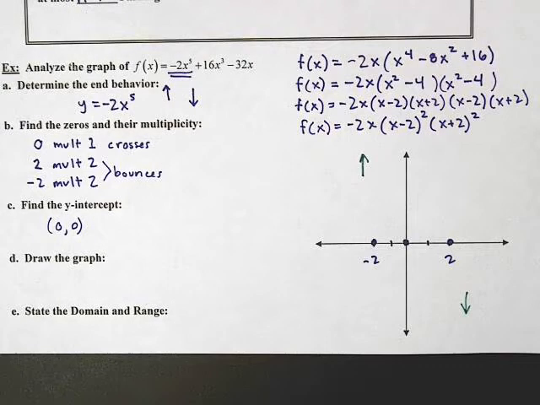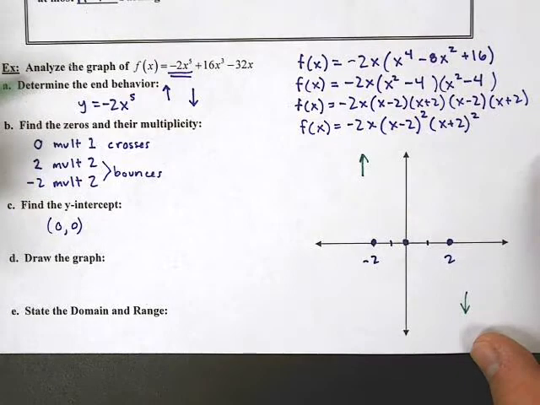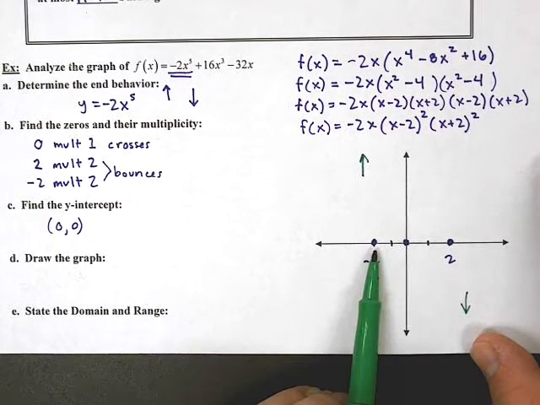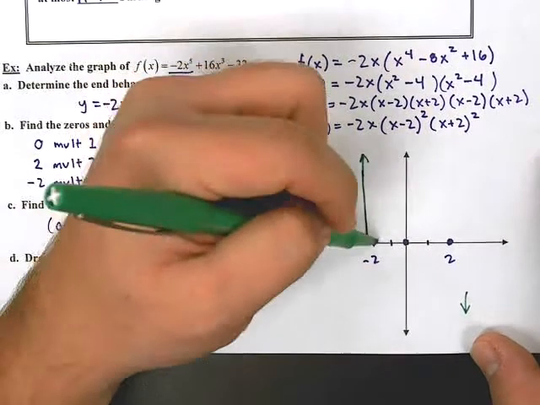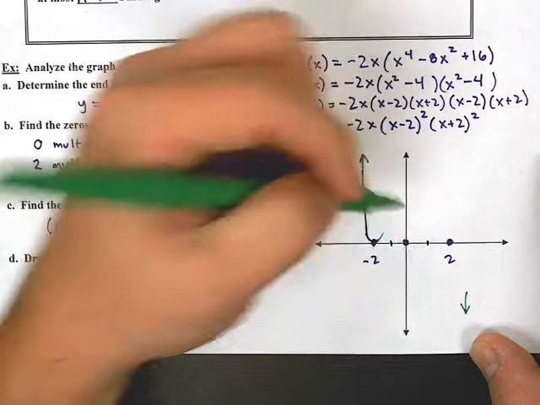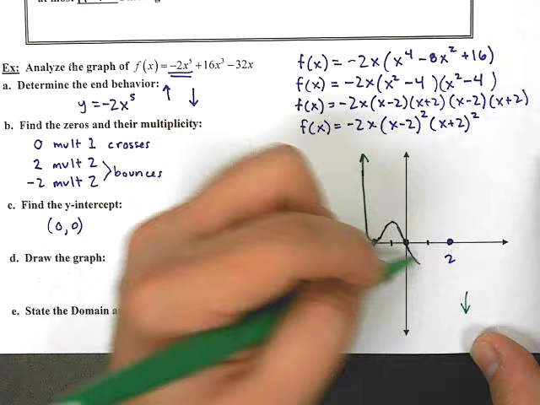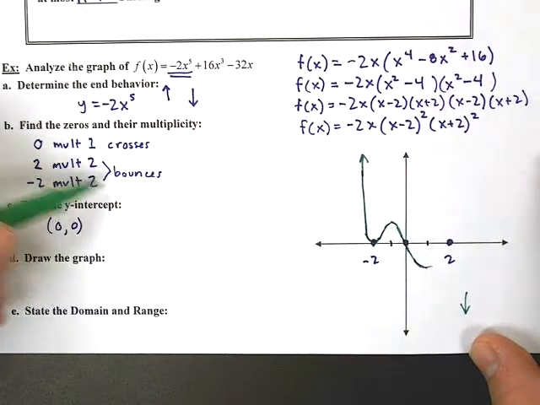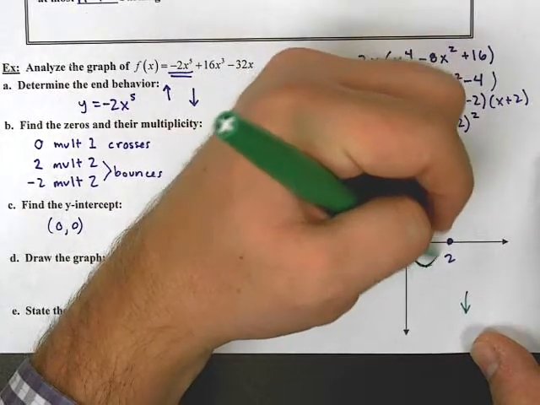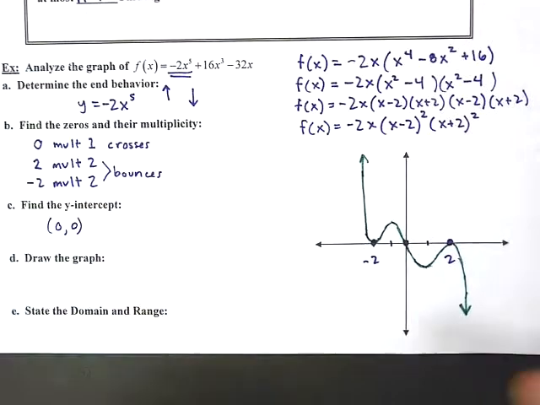Now what we have to take into consideration here are the bounces and crosses. At negative 2, this first x-intercept I have to hit, there's going to be a bounce. So I have to bounce, something like that. And then it crosses right through 0. So it's going to have to maybe do something like this. And then it has to go to 2. Or actually, let me rephrase that. Does it go through or does it bounce? It bounces. So something like that. And that is a pretty decent picture.